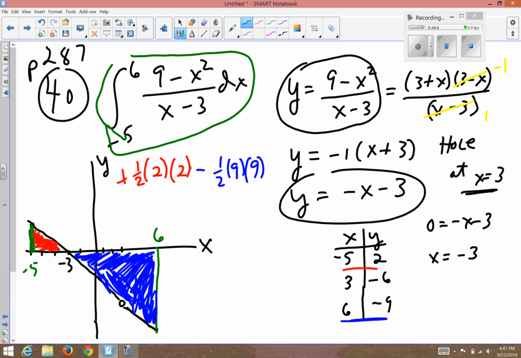1/2 times 2 times 2 is 2. And 1/2 times 9 times 9 is 81 halves. Don't forget the negative in front of that. 2 is the same as 4 halves. 4 halves minus 81 halves is -77 halves. This is the answer to exercise 40.